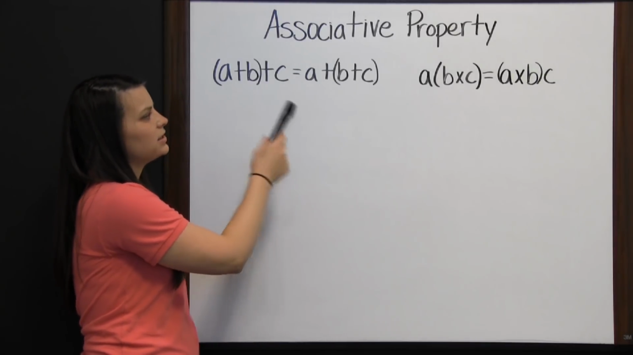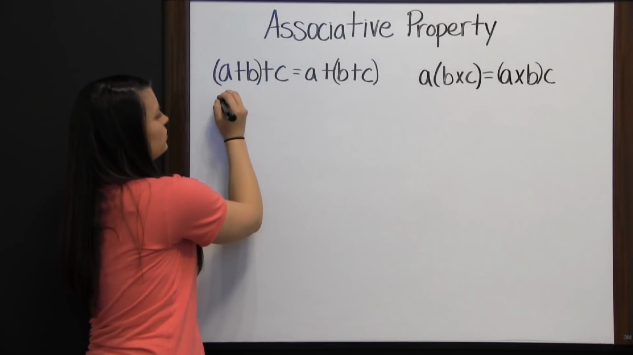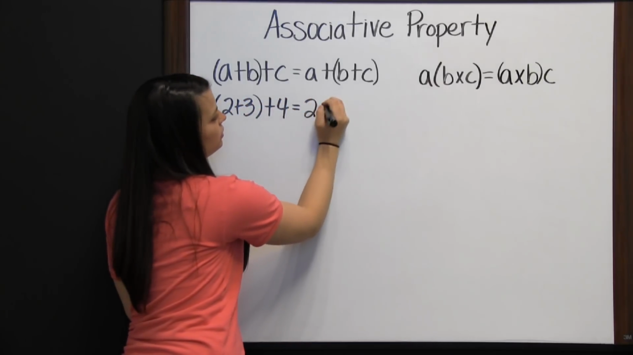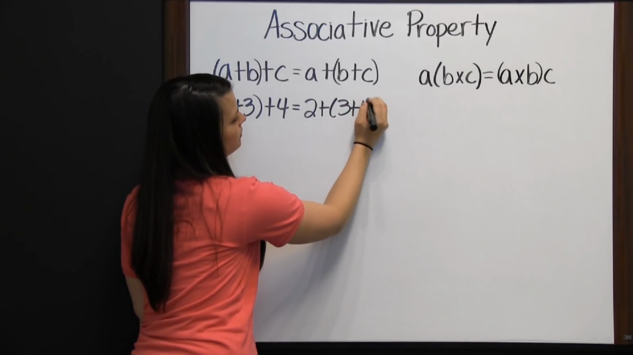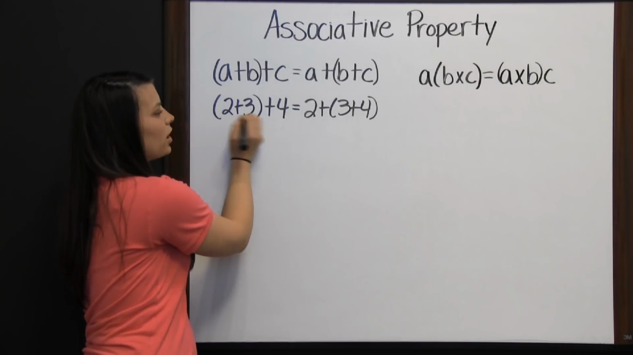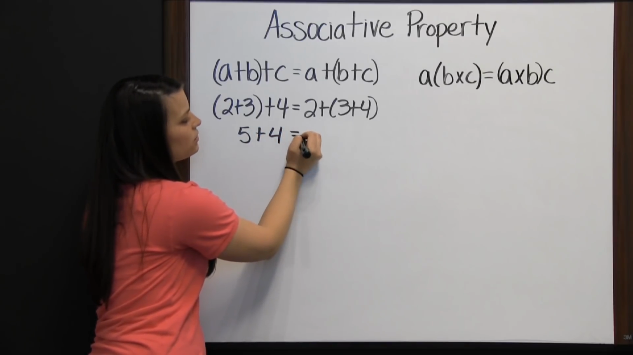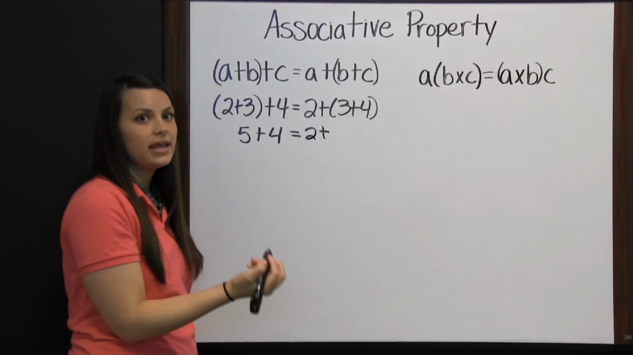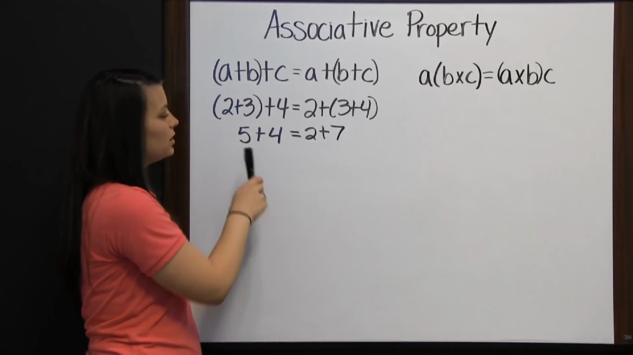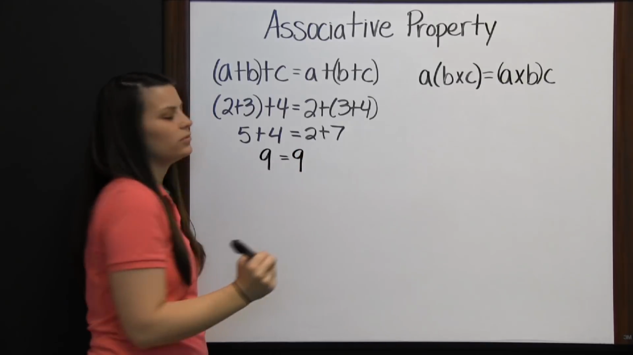(A + B) + C is equal to A + (B + C). So again, we're going to do what's in the parentheses first. Let's try this with (2 + 3) + 4 equals 2 + (3 + 4). Again, we're going to follow our order of operations, or PEMDAS. We're going to start by adding 2 plus 3, 5 plus 4 is equal to 2 plus, again following order of operations, 3 plus 4, which is 7. 5 plus 4 is 9, and that does equal 2 plus 7, which is also 9.